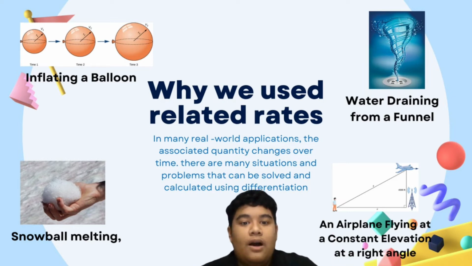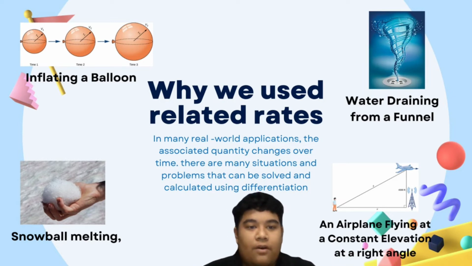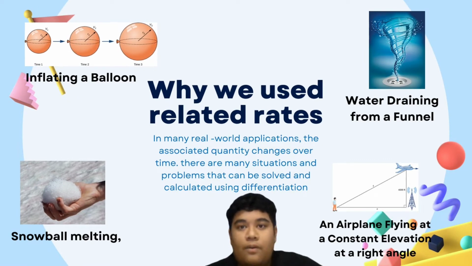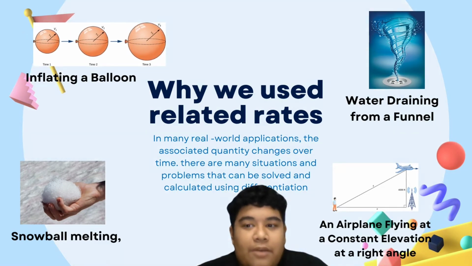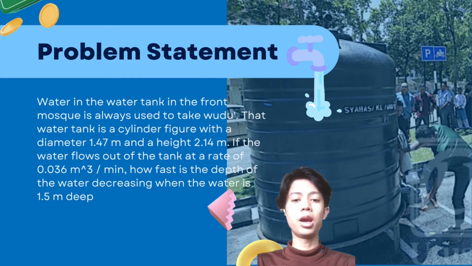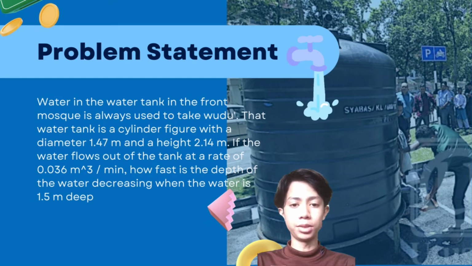So I'm going to pass it over to Akil, and he'll be explaining about the problem statement. On Fridays, usually Muslims will go to the mosque to perform worship, that is Friday prayers, and usually every mosque must have a tank of water for taking wudu. This tank also has a rate of change over time, whether it will increase or decrease.